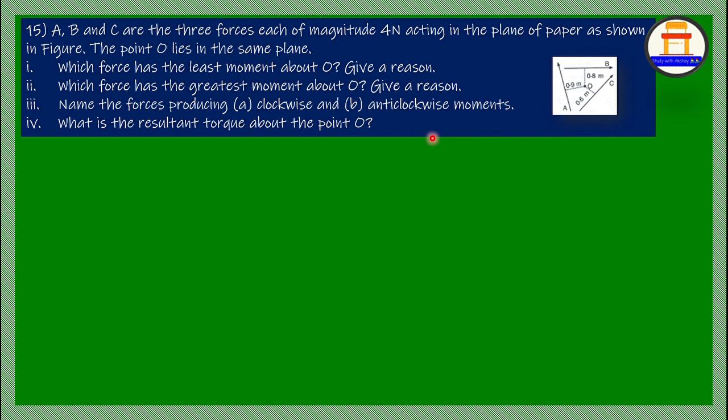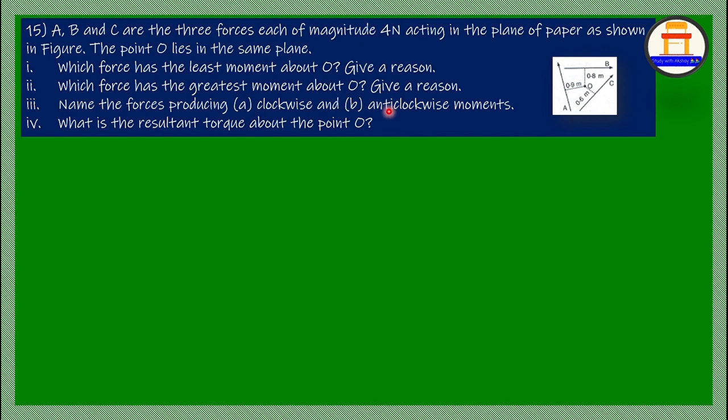Right. And next one is greater moment of force. So perpendicular distance of A is greater from the point O. So A has the greater moment of force about O. Basically, for the second one it is A. First one it is C.